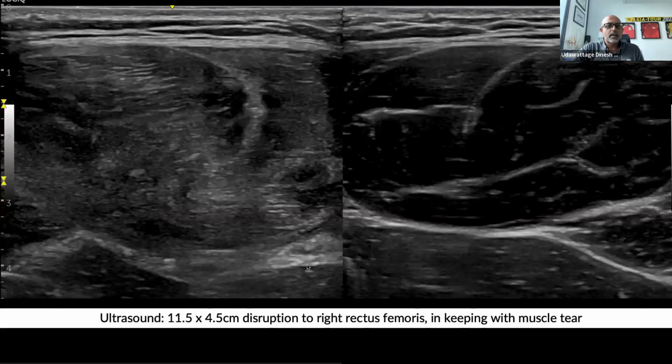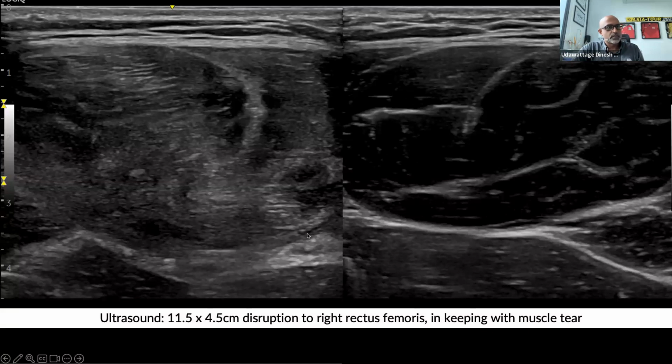When you compare the injured side to the uninjured side, again, with the normal rectus femoris, you can see the nice fascial planes, you can see the muscle belly, and you can see the normal hypoechogenic appearance of the muscle. And then when you flip over onto the injured side, you can see this huge diffuse hyperechogenic change emanating from the posterior half of that muscle, and it extends anteriorly as well.